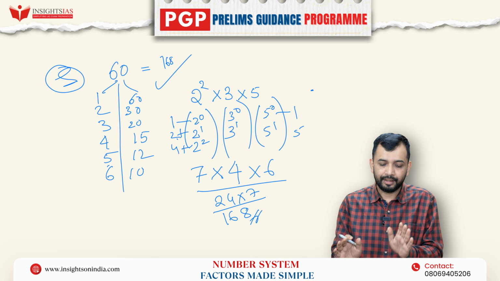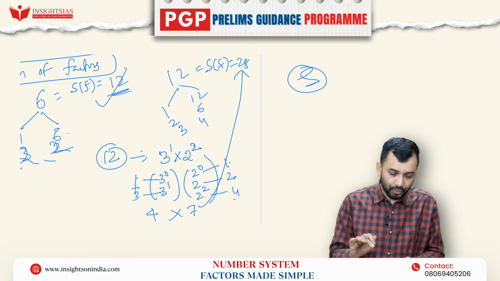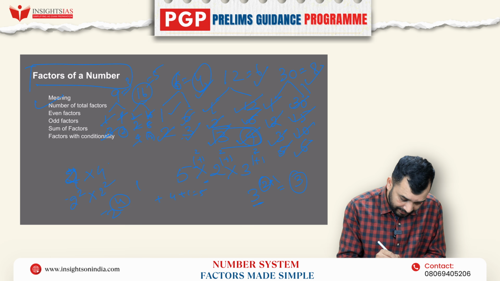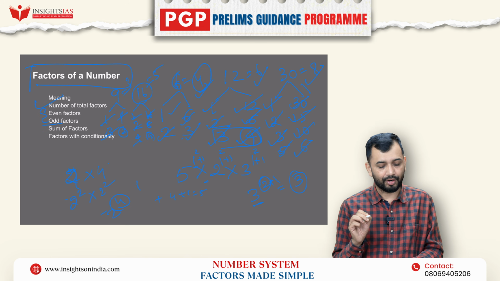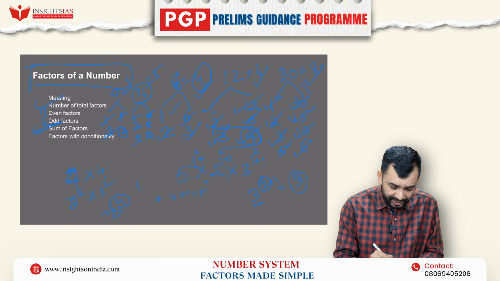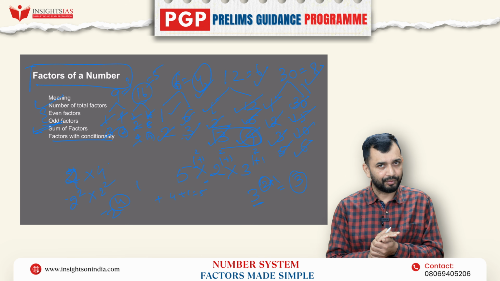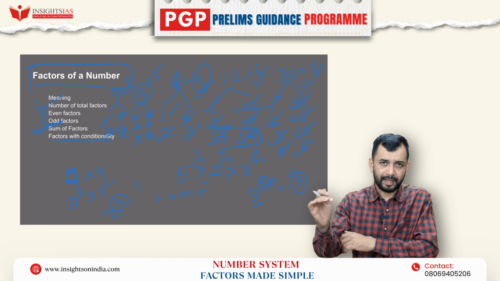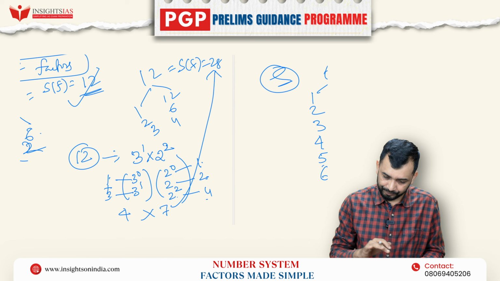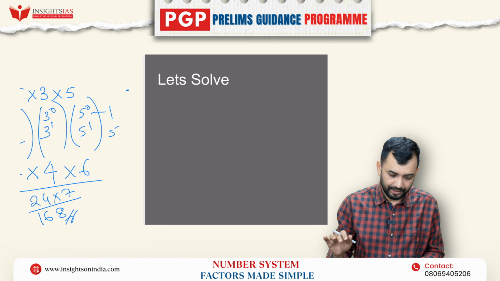Hope it is clear. Now, I will move to another two things, that is even factor and odd factor. Sum of the factors has been covered. Then factors with conditionality we will cover, then solve the problem. Right? So now let's see.